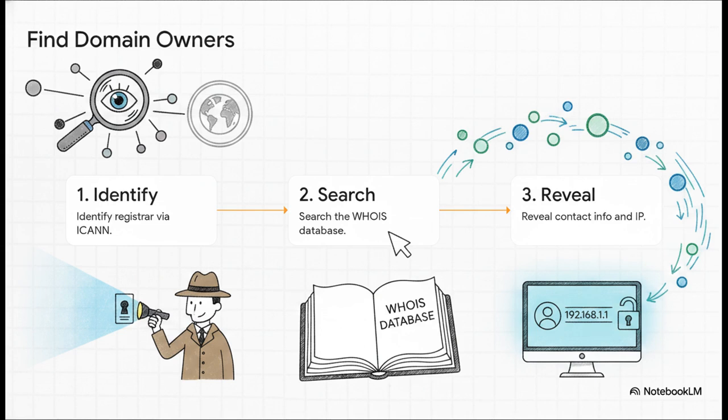All internet access points have IP addresses overseen by ICANN. To find out who actually owns the domain, first you identify the domain registrar through a service like Internet. Second, you search that specific registrar's WHOIS database. And third, you reveal the exact contact information and the IP address of the individual who purchased that domain. Pretty cool, right?